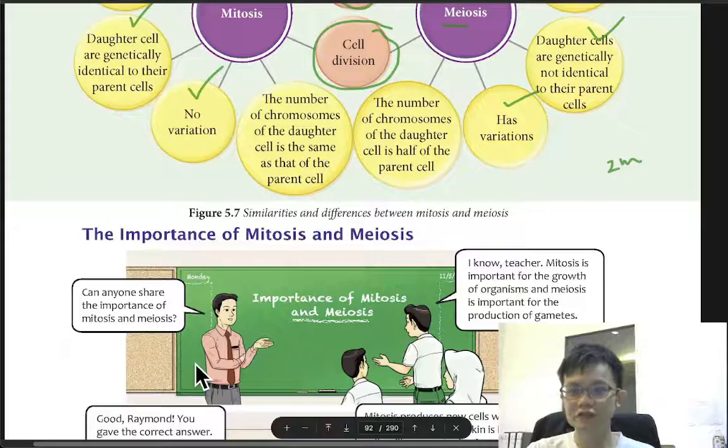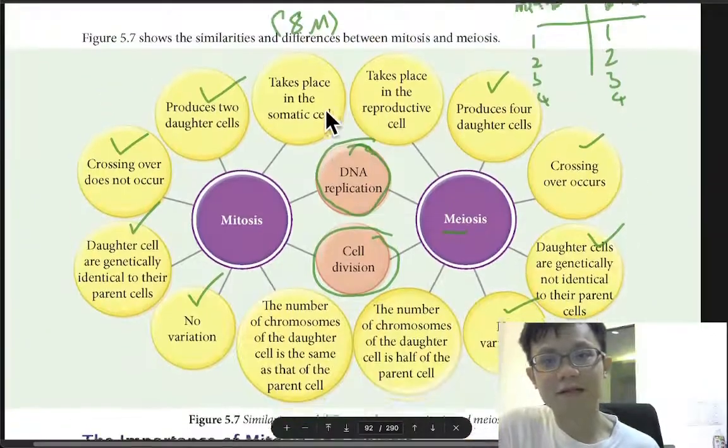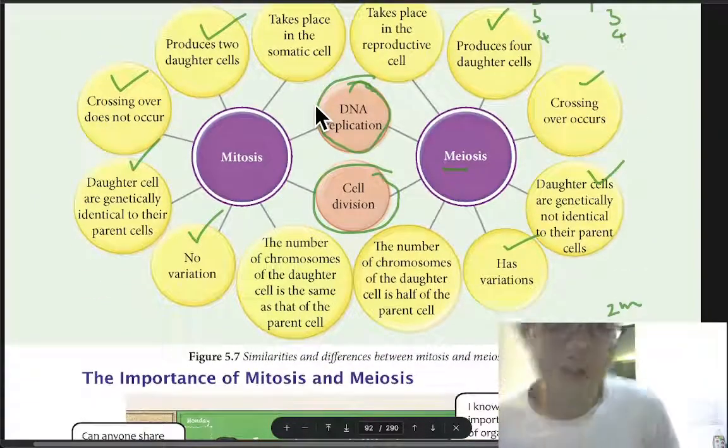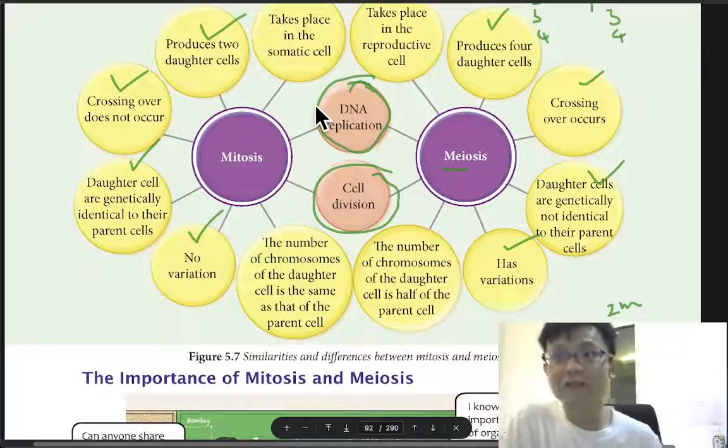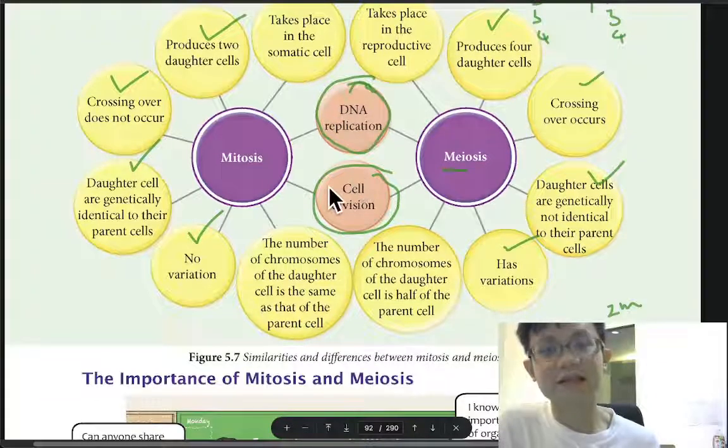Okay, hello students. So today we are going to look at mitosis and meiosis. We already learned about the difference and the function of mitosis and meiosis. This one you need to know the function. For cell replication and cell division, there's a function.